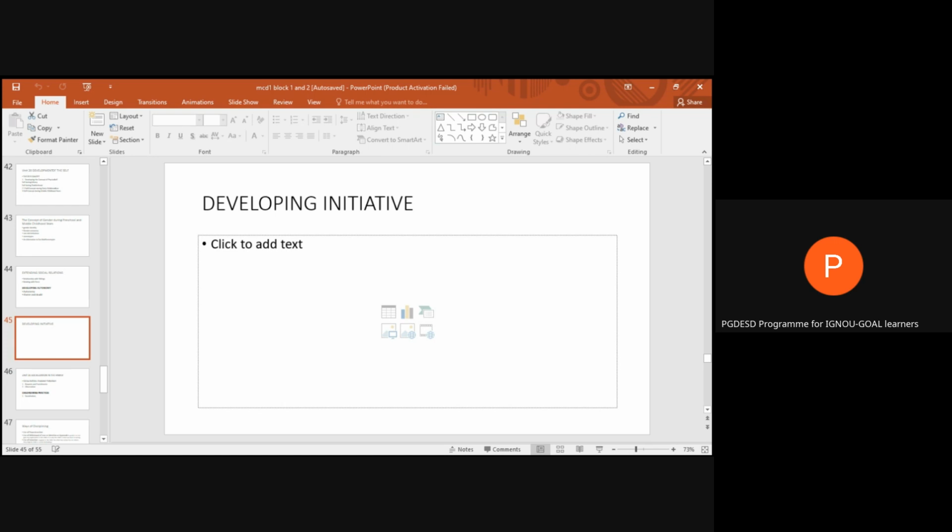Developing initiative, right? The same example: no, I can do this. I want to do this. With free movement, I can complete my task without any help. This is called developing initiative.